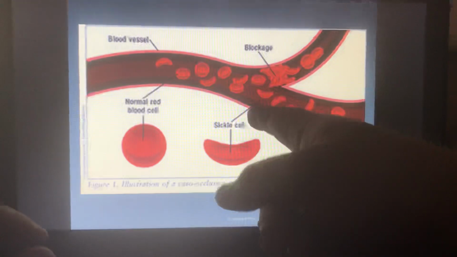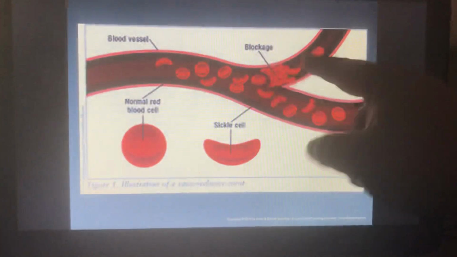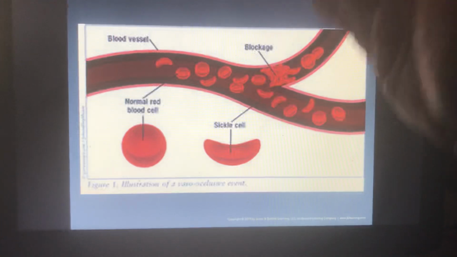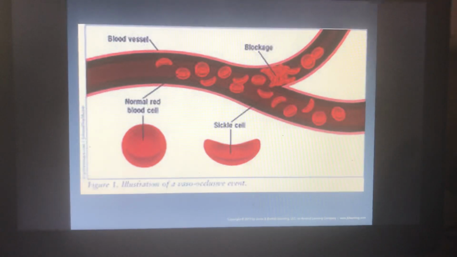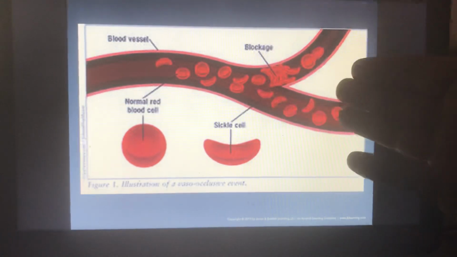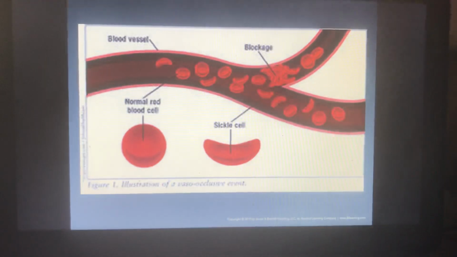Because now, if you have a whole bunch of them put together, they'll actually get caught and clump in an area. Remember, if you block anywhere, you start causing ischemia, which is lack of oxygenation down the road. So anywhere you block it can happen. Remember we talked about ischemic strokes? You can have ischemia due to sickle cell crisis. Where it's blocking determines where they're going to feel the most pain.